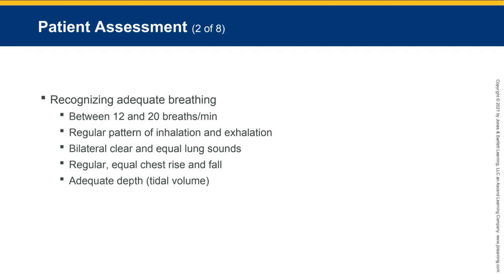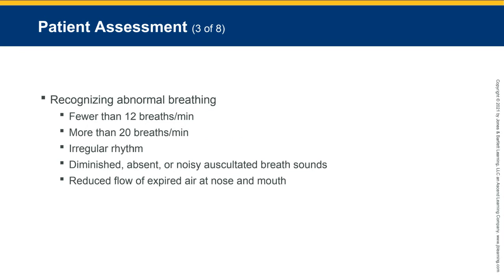Adequate breathing should be between 12 to 20 breaths per minute for an adult, much faster for the pediatric population. It should be regular, so there should be a regular pattern of inhalation and exhalation. The patient should have bilateral, clear, and equal lung sounds. There should be regular, equal chest rise and fall, and adequate depth, which is tidal volume. So you're checking the rate, the rhythm, the quality, and the depth. Anything outside of that will be considered abnormal.